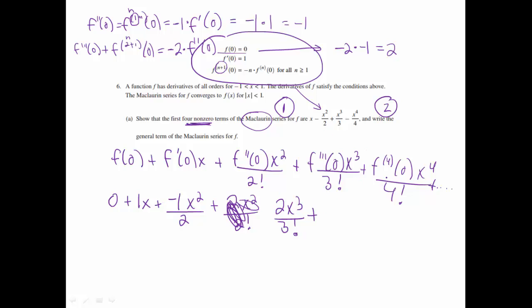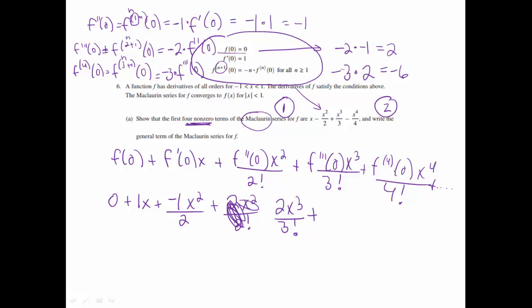I need one more term. So from here we need the 4th derivative, so I'm going to do that exact same thing. I'm going to do the 4th derivative of 0, which is equal to f of 3 plus 1 of 0. So n is 3 this time, so it's going to be negative 3 times the 3rd derivative of 0. And so I'm going to get negative 3 times, we already found out that the 3rd derivative of 0 was 2, so this will be negative 6.